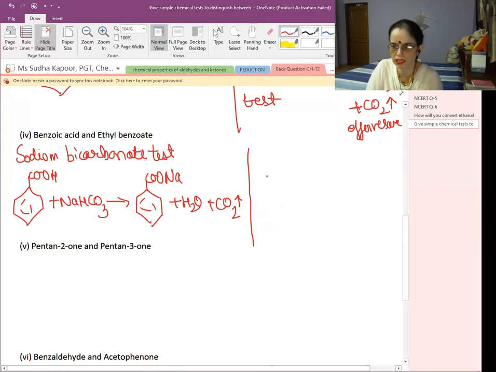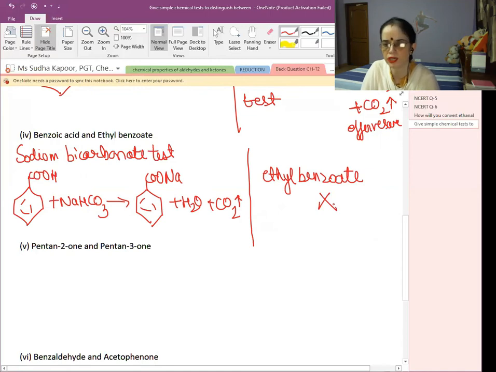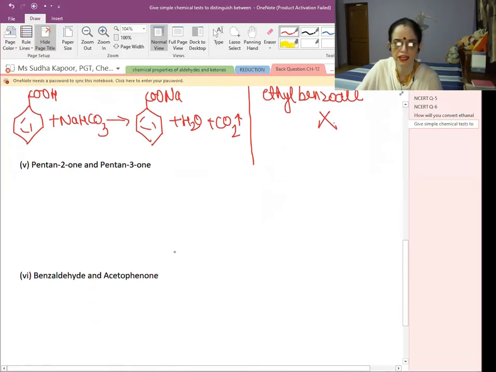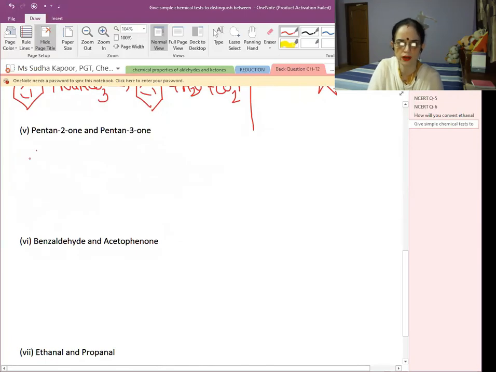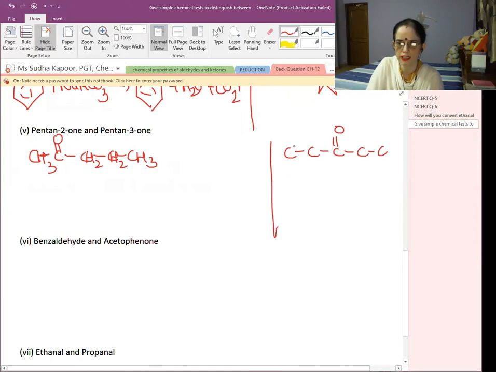But would it be given by ethyl benzoate? So ethyl benzoate is not going to cover up for this reaction. Ethyl benzoate will not give the sodium bicarbonate test. Now the fifth part, that is pentane 2-one and pentane 3-one. As soon as you will draw the structure, you are going to identify that which test is valid here. A very simple way to detect which test is valid here. Okay, now look here. It is pentane 3-one.